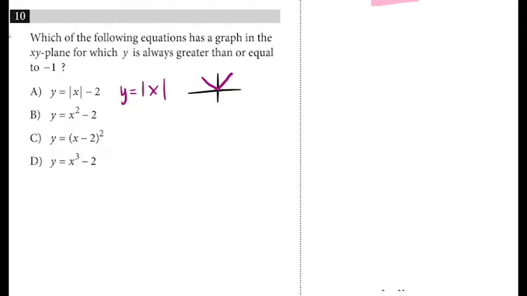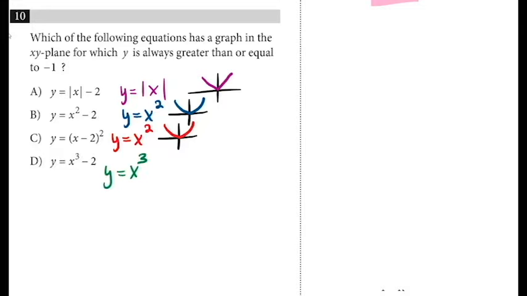The parent function for choice B is y equals x squared, and y equals x squared is a parabola centered at the origin. It looks a little something like that. C has the same parent function as B, so just y equals x squared, which is another parabola at the origin, and the parent function for choice D is a cubic function, y equals x to the third. And a cubic function looks a little bit like a parabola on one side and a reverse parabola on the other.